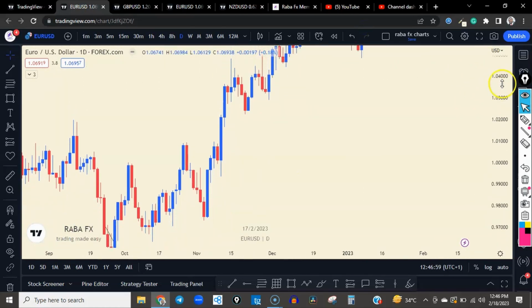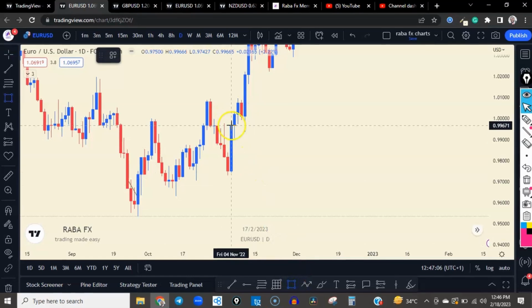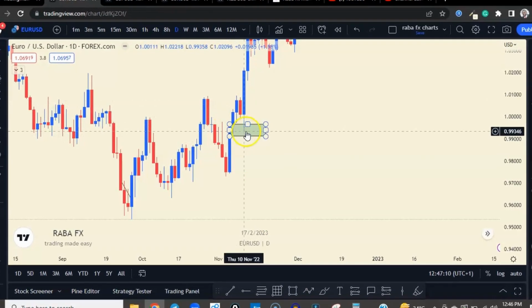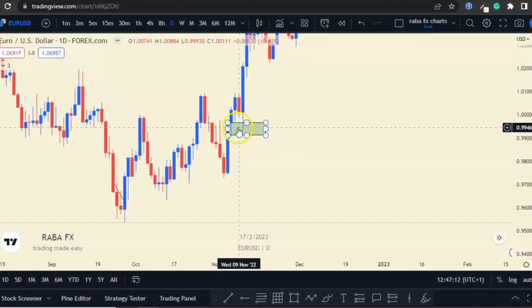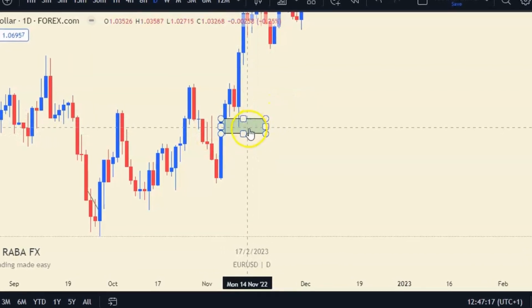Do we have any form of this here? Okay, one is here, you can see. Yeah, rally, base, rally. Price came back in here. This is just point of interest. Most people do not consider this as supply and demand, but it is supply and demand.